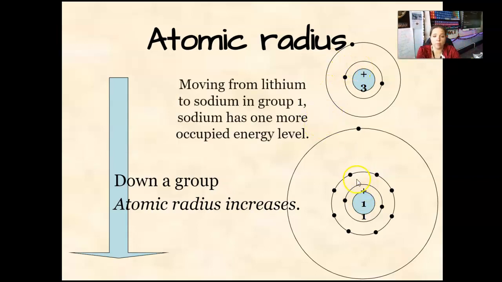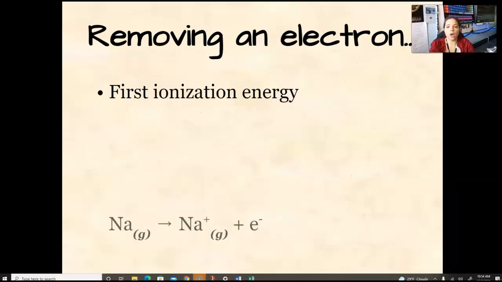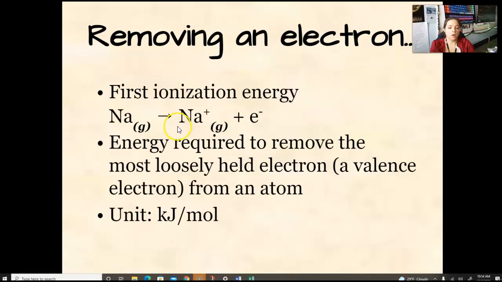Moving from lithium to sodium in group 1, sodium has one more occupied energy level, thus being bigger. Okay, so when I remove an electron, you have this thing called first ionization energy. Looking from sodium to a sodium cation, which loses an electron, it is the energy required to remove the most loosely held electron, a valence electron, from the atom, and this is given in kilojoules per mole.